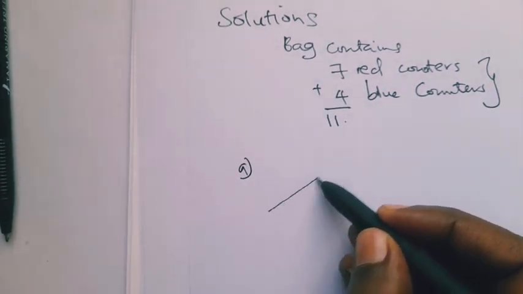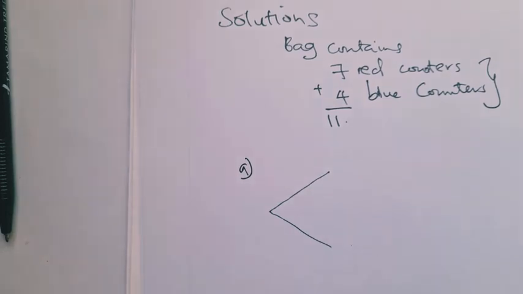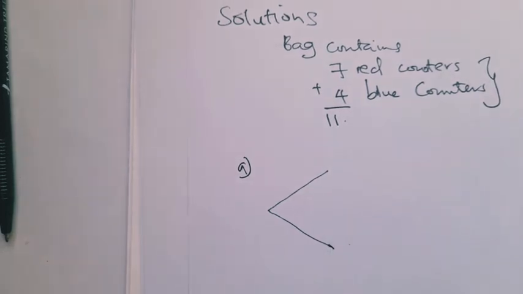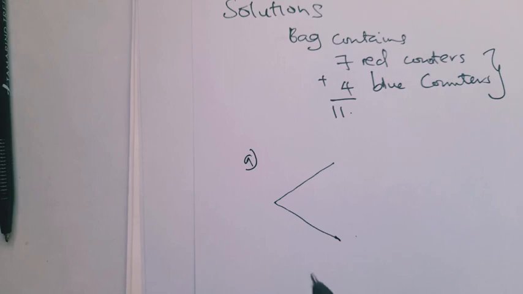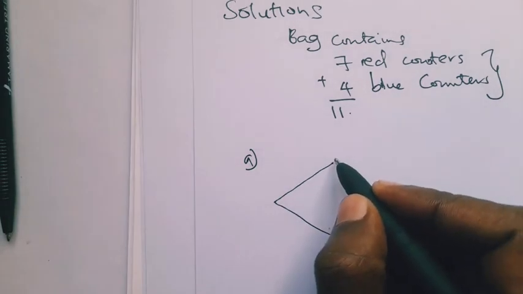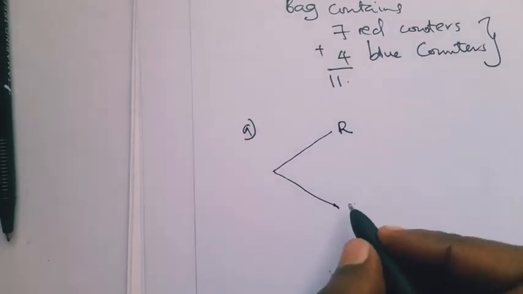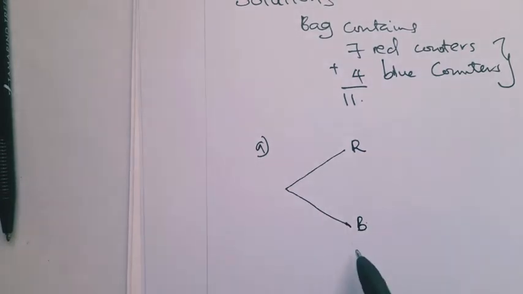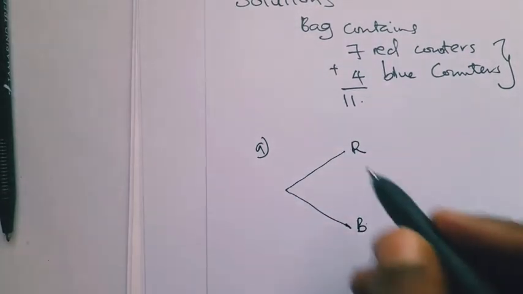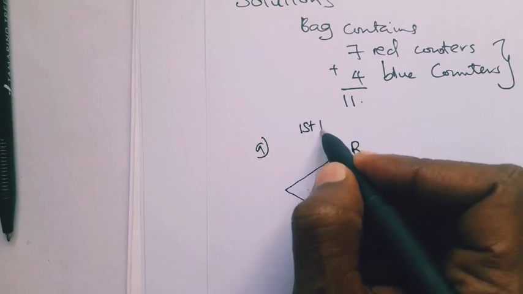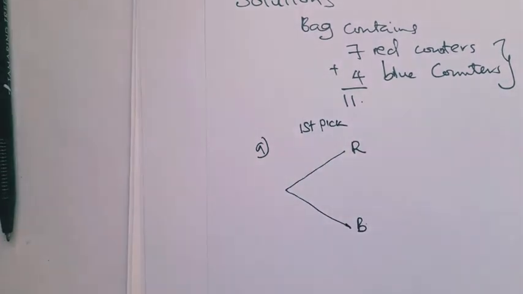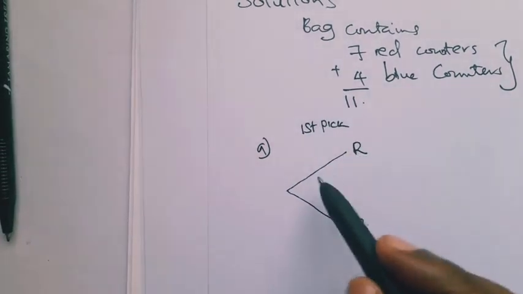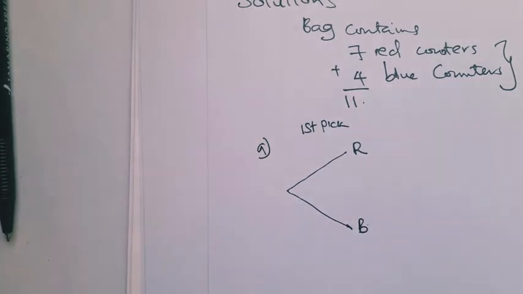We are going to have 2 branches, so that the first branch, this branch here, we can write it as red, and this other branch we write it as blue. And now this means, or this column represents first pick. So first pick means we are going to have 2 branches, one for red, another one for blue.